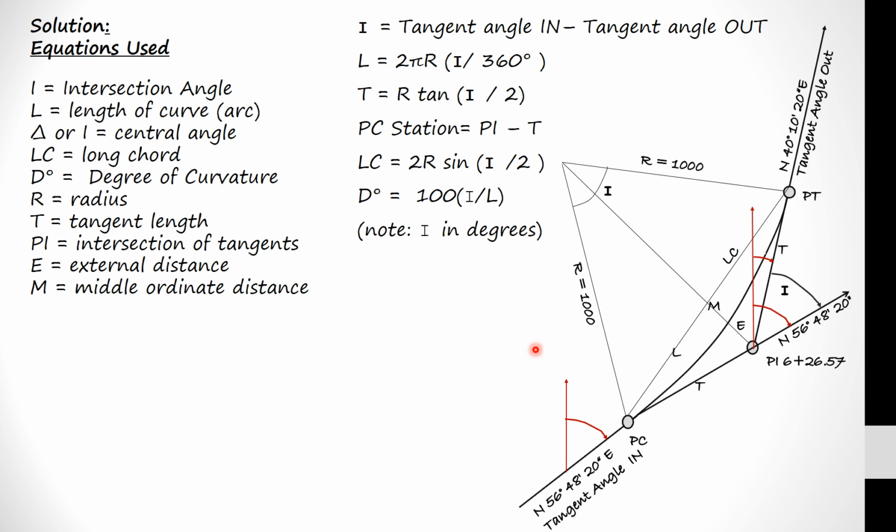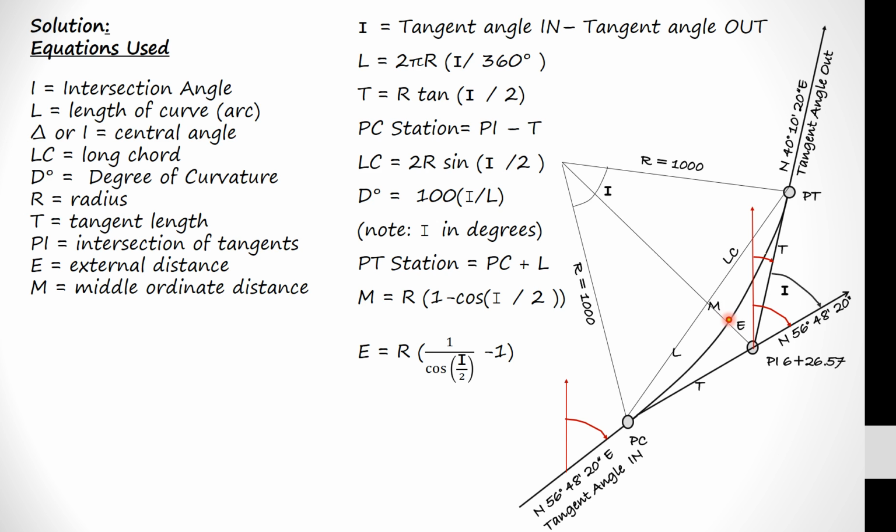Again, in this example, the intersection angle is in degrees. The PT station is this PC point plus the length of curve. The middle ordinate, the distance from the long chord to the center of the curve, is going to be equal to the radius times 1 minus cosine of the intersection angle divided by 2. And the external distance from the center of the curve to the PI is the radius times 1 divided by cosine of the intersection angle divided by 2, minus 1.